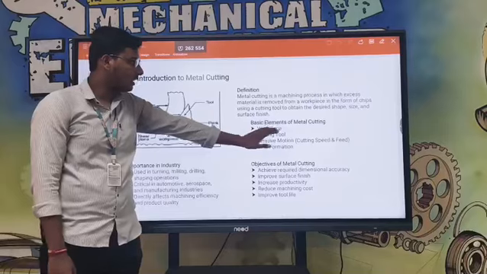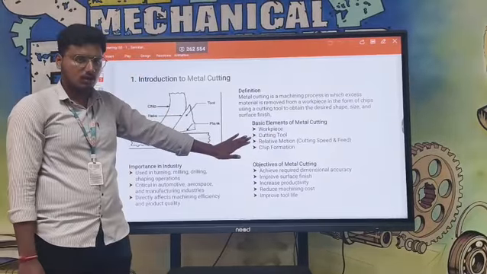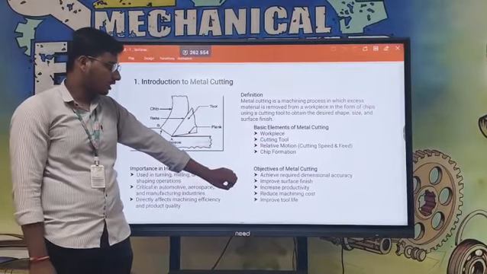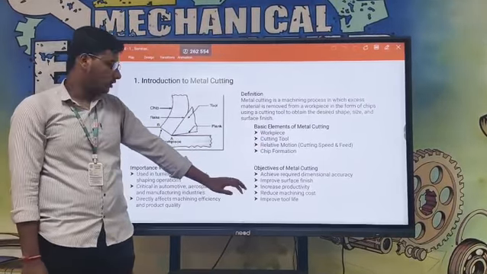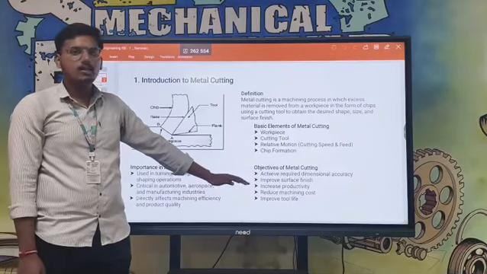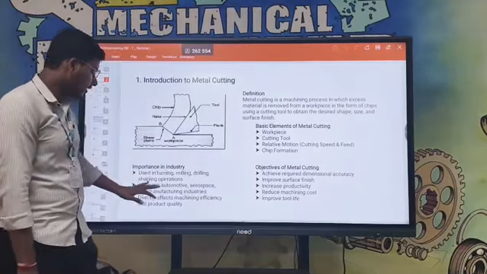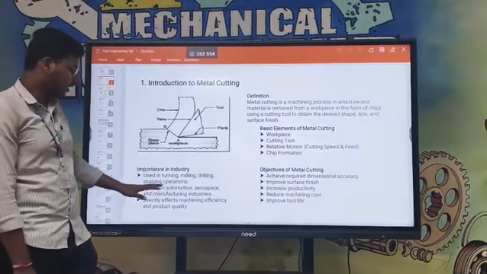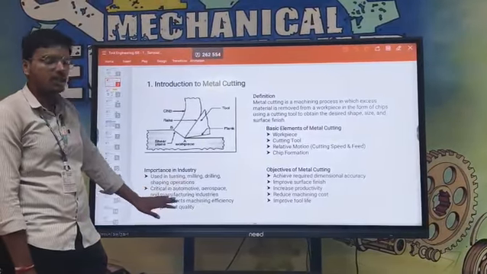Basic elements of metal cutting: workpiece, cutting tool, relative motion, and chip formation. Objectives of metal cutting: achieve required dimension, accuracy, and improve surface finish. Importance in industry: used in turning, milling, and drilling operations, critical in the automotive, aerospace, and manufacturing industries.